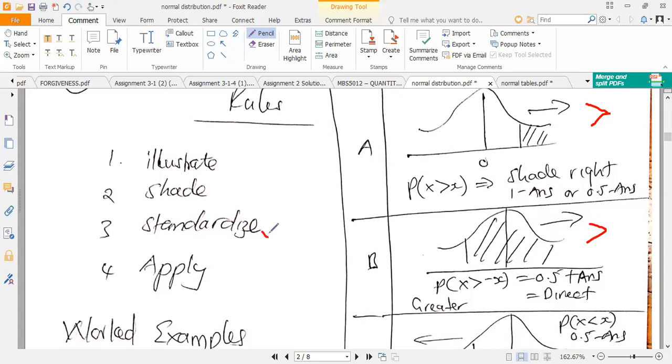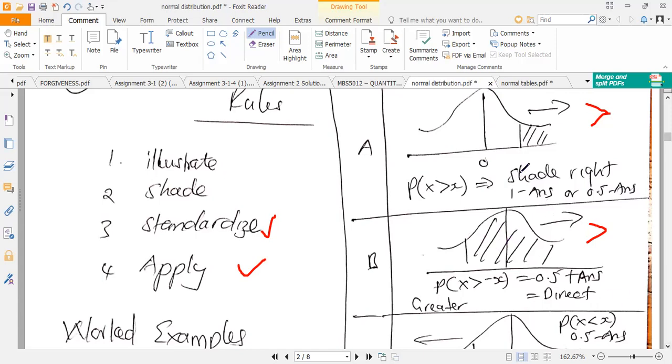Then the standardizing formula. I already gave you the formula for standardizing. It is Z is equal to X minus mu over standard deviation. Then apply. By applying, whenever the shading is small, it doesn't cross the middle line, so we subtract our answer from 1. Whenever the shading crosses the middle line, we read it directly from the table as it is.